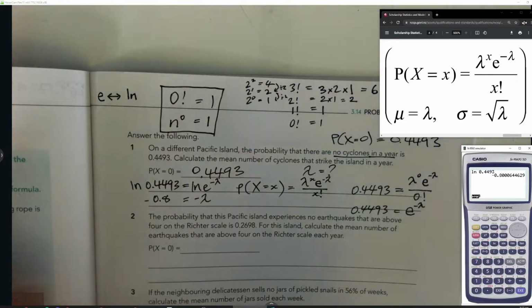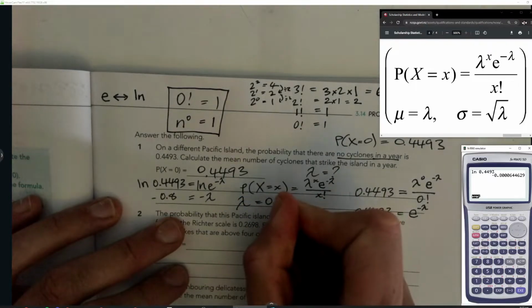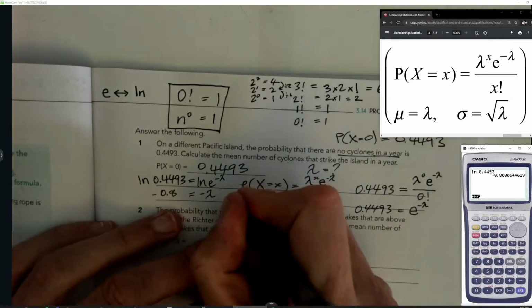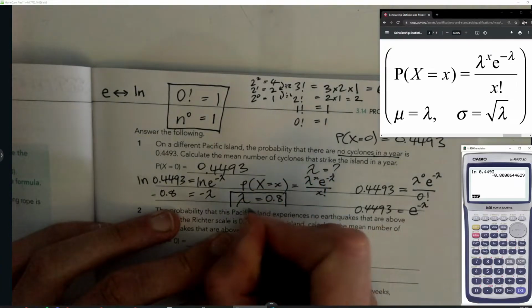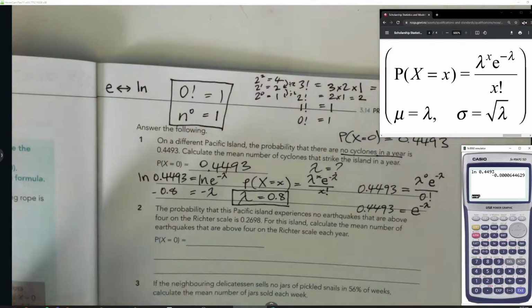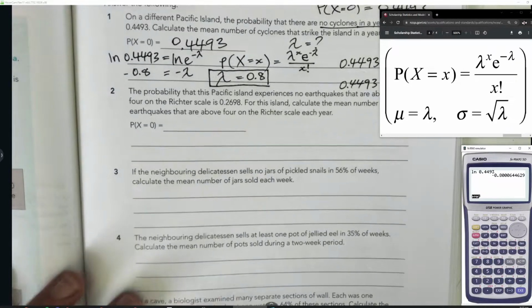That's easy as. Then we just get rid of the negative, right? So therefore, lambda equals 0.8. That's it. That gets you an excellence. We'll do it one more time. Let's just skip a question.